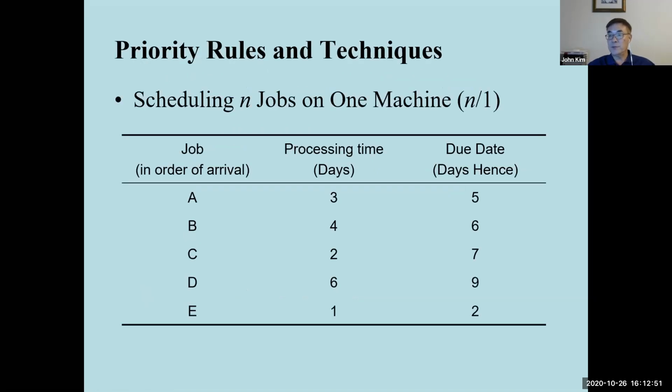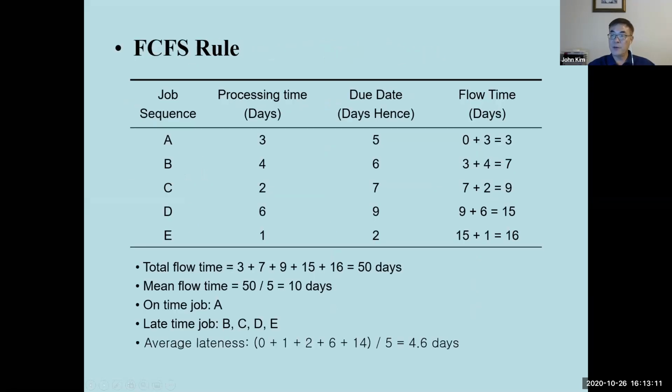Example, if job A comes first, B second, and so on, then their processing times, operation times, are 3, 4, 2, 6, 1 days. And then the due dates are 5 days left, 6 days, 7 days, and so on. Then if we use the FCFS rule, first come first serve, then take A first, B second, C third, and so on.